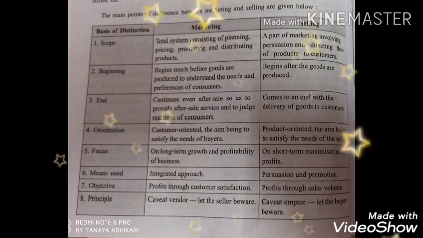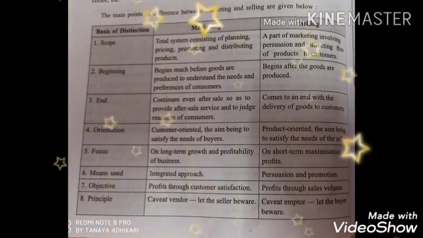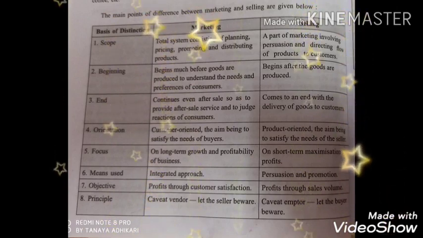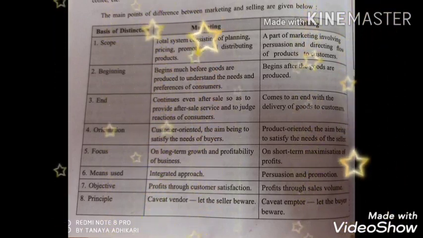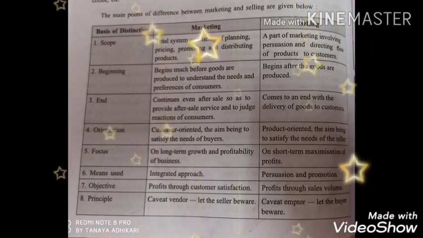Now next is principle, and the last point is principle. In marketing, it is caveat venditor, let the seller beware. And in case of selling, it is caveat emptor, let the buyer beware. So what happens in principle? The main principle of marketing is that the seller must be aware of the product. And in case of selling, the buyer must be aware of the product. There is a huge difference.